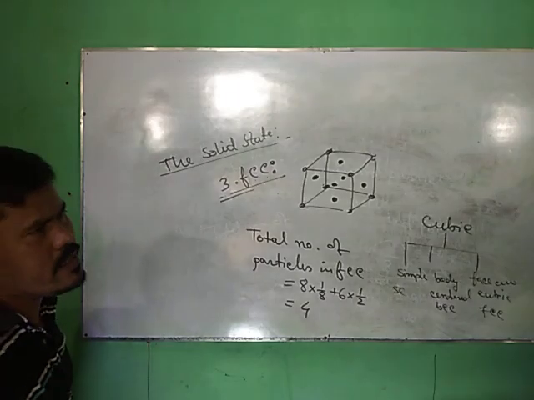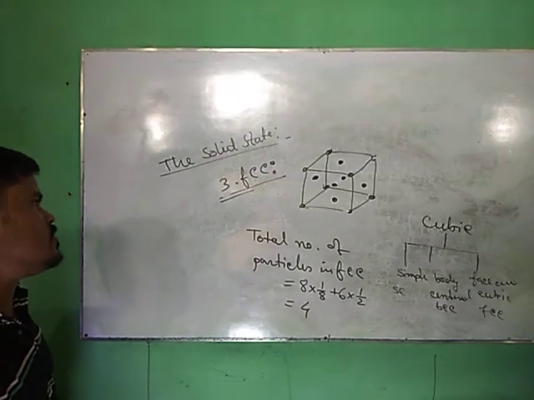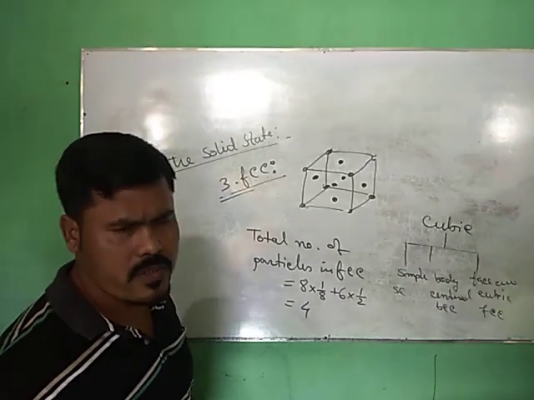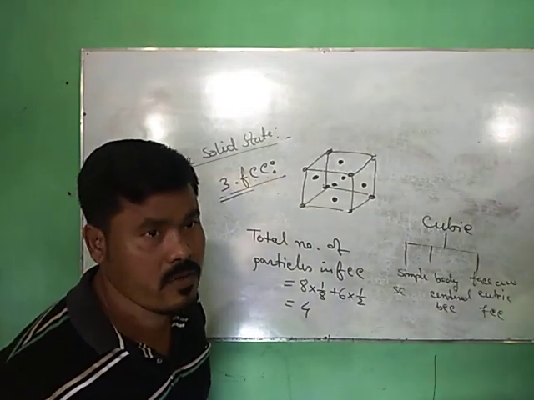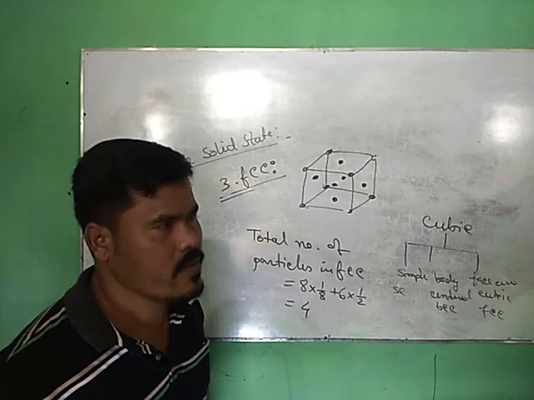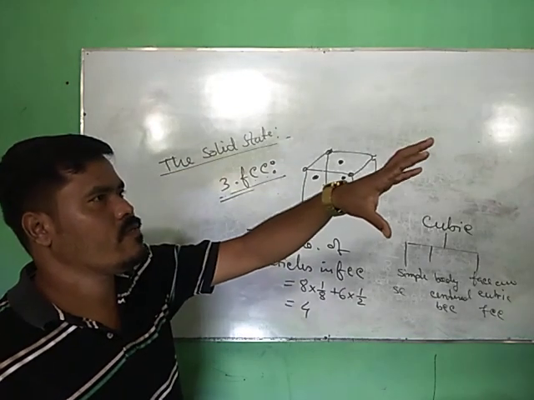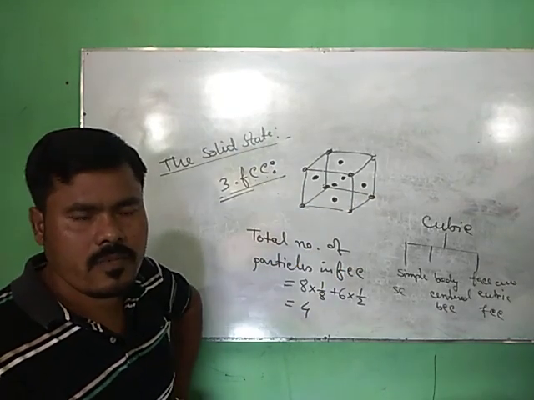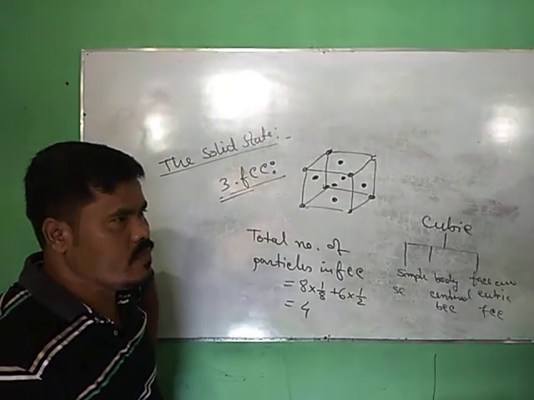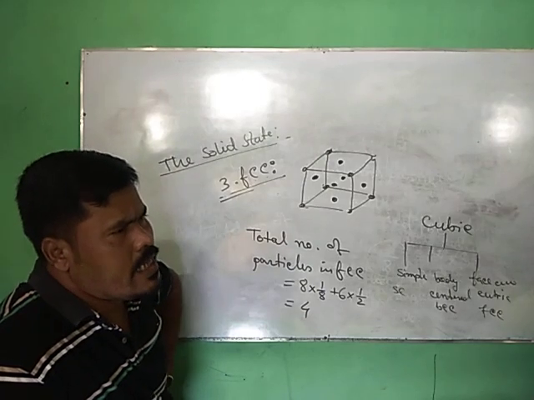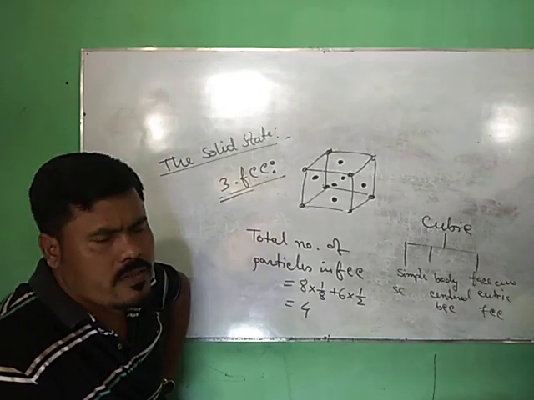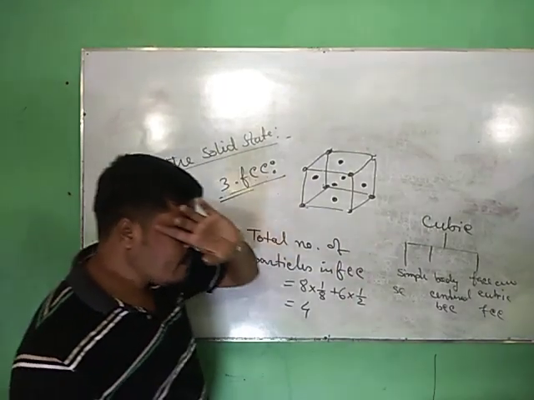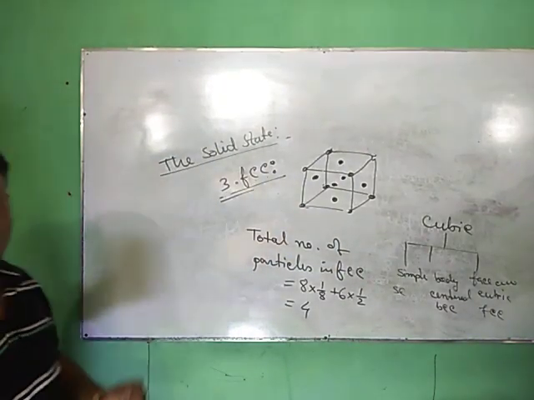the number of lattice sites in different types of cubic unit cell. According to your syllabus, we are considering only the cubic unit cells, so the number of particles is calculated only in the case of cubic unit cells, three types. Okay. After calculation of the number of particles, I can derive the formula of a solid.